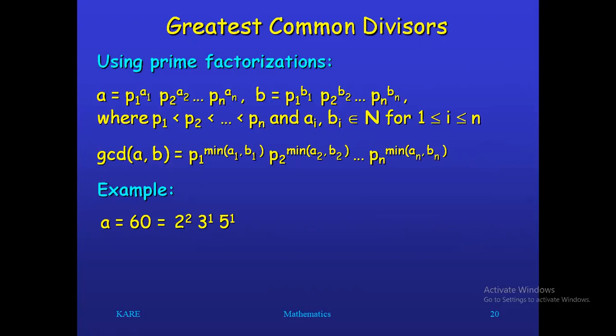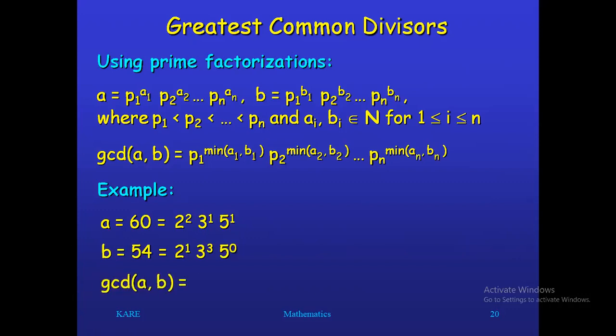I'm just giving some examples. A is equal to 60, that can be written as 2 square into 3 power 1 into 5 power 1. B is equal to 54. What I'm writing here, I'm just taking the prime factors first, children. So 2 power 1, 3 power 3 into 5 power 0.